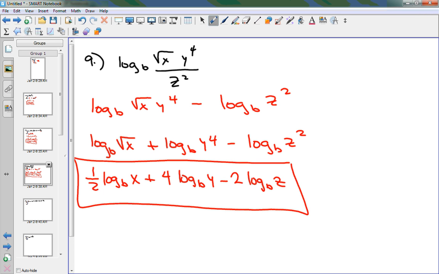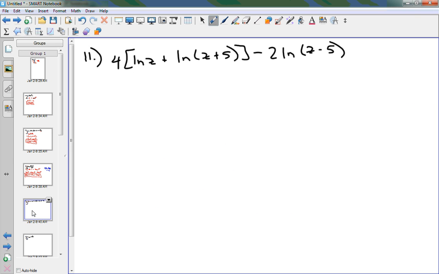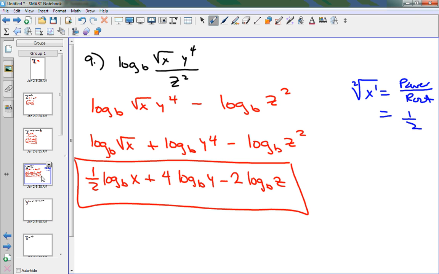Do we understand that? So how do you get half? Because whenever I have the square root of x, that's the same thing as 1 over 2 there. Power over root every time to give me the 1 over 2. Okay?